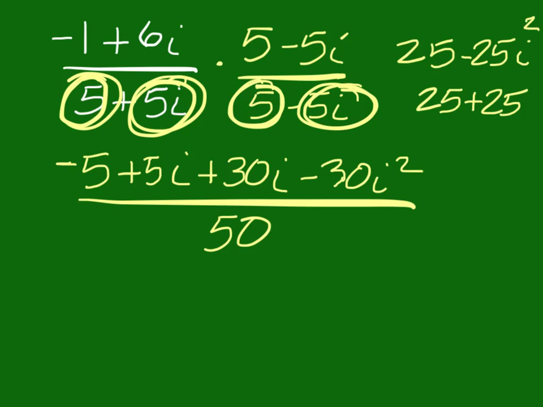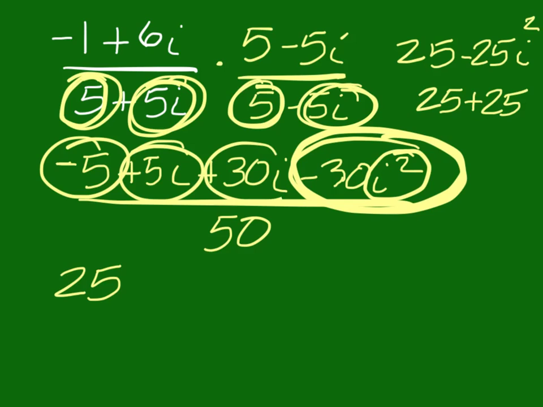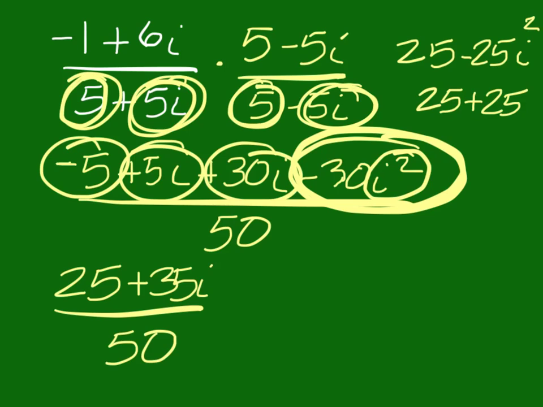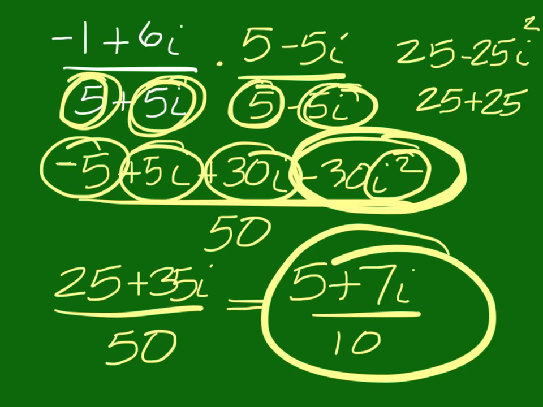Now simplify the top. You're going to have a negative 1 here. That makes it a plus 30. If this is a plus 30 minus 5, you'll have a 25. And then 5i plus 30i is 35i. All of that is over 50. I can take out 5 from everything to be left with 5 plus 7i over 10 for the final answer.